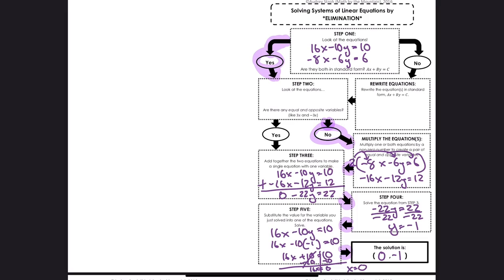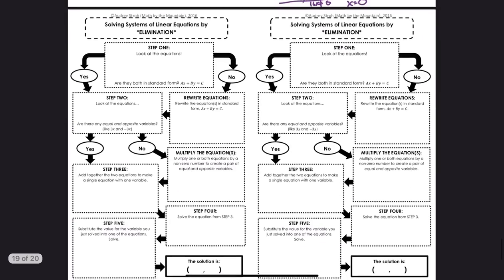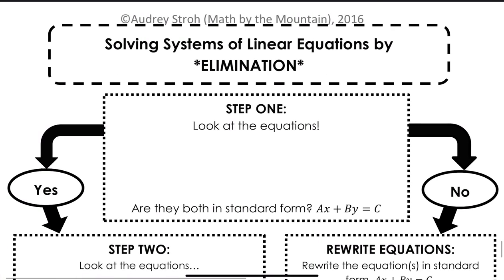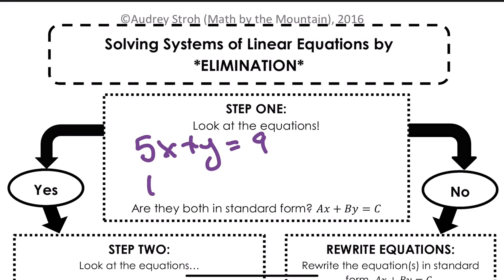Okay, so let's do another one. Let's go over here. All right, so let's do 5x plus y equals 9. And 10x minus 7y equals negative 18.